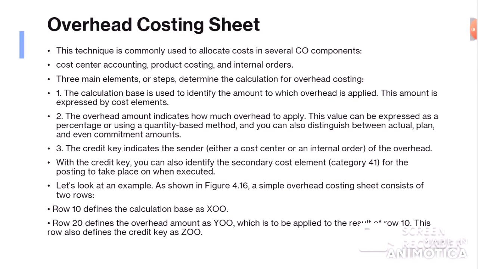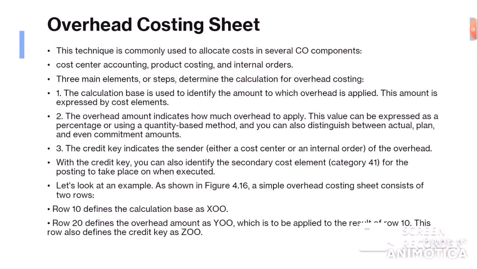The overhead amount indicates how much overhead to apply. This value can be expressed as a percentage or using a quantity based method, and you can also distinguish between actual, plan and even commitment amounts. The credit key indicates the sender, either a cost center or an internal order, of an overhead. With the credit key, you can also identify the secondary cost element category 41 for the posting to take place on when executed.